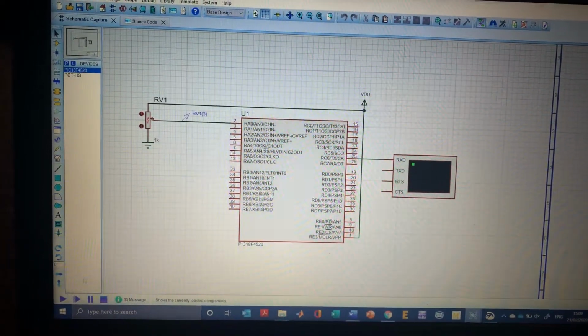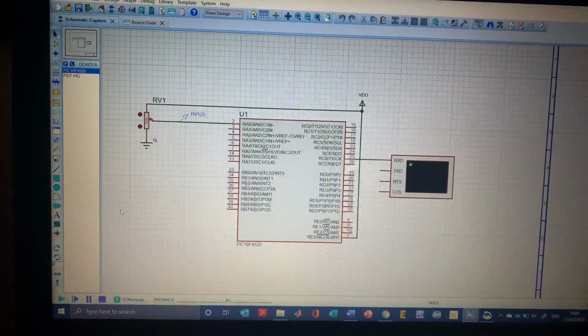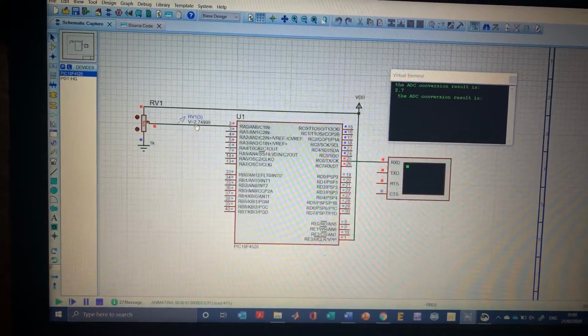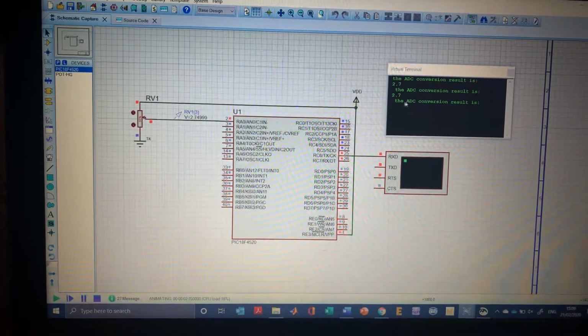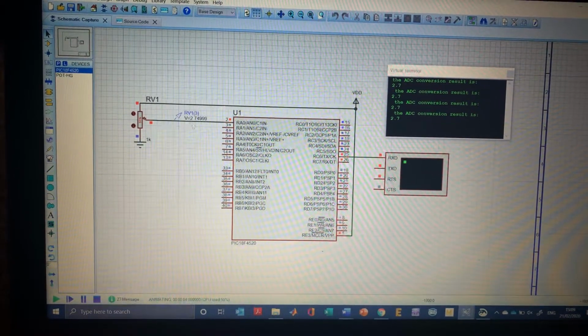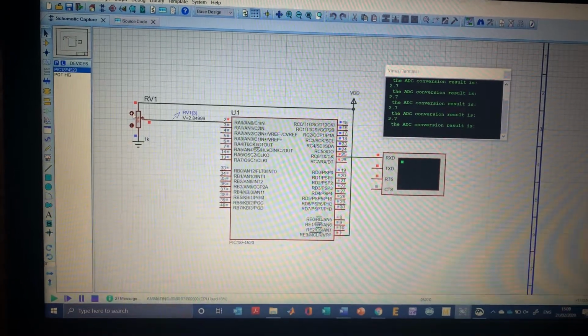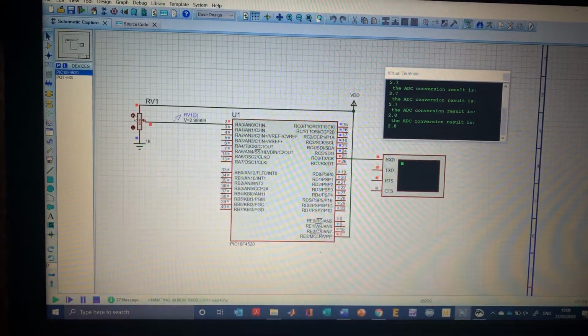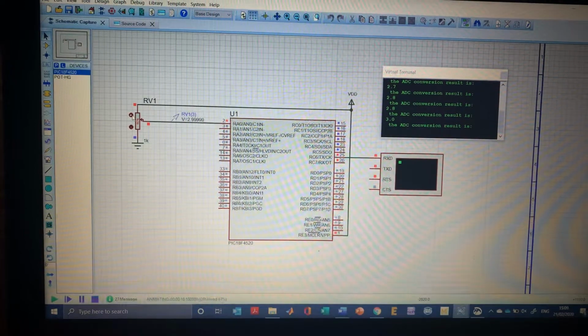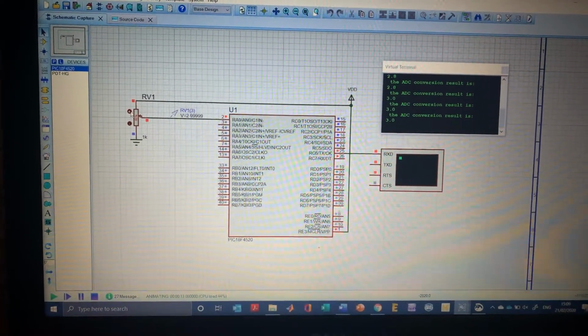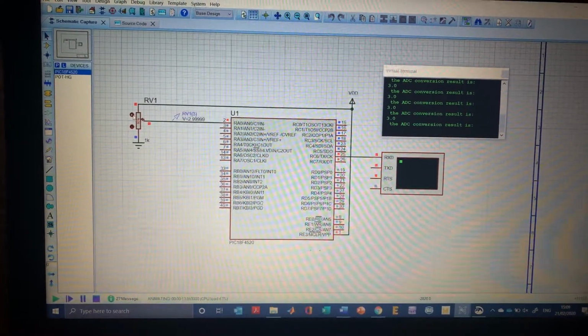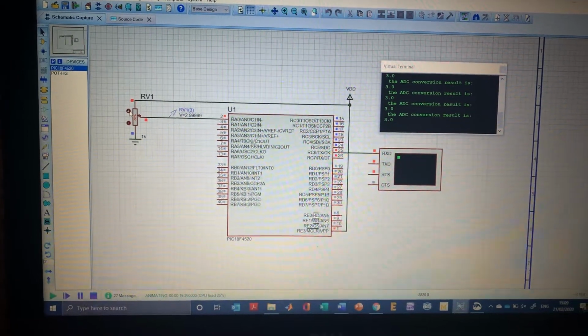So if I execute this code, we can see at input the voltage provided is 2.7, so the output is representing 2.7 volts. As I increase the voltage, the voltage at the output will increase correspondingly. So I have 2.99, which is almost 3 volts. We can see the virtual terminal is showing the voltages accordingly.